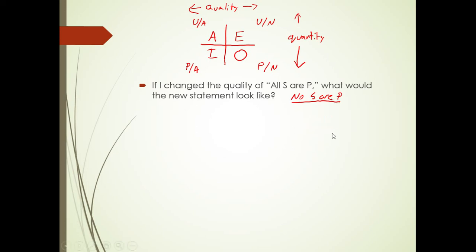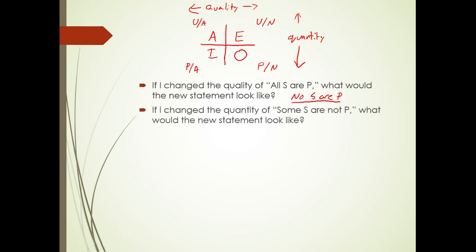Next, if I change the quantity of some S are not P, what would the new statement look like? So some S are not P, you have A, E, I, O. The are not tells you it's negative, and the some tells you it's particular, so the particular negative is an O form statement. Changing the quantity, you're going to go from an O form statement up to the E form statement. And so this would say no S are P. All right, that's changing the quantity of the O form.